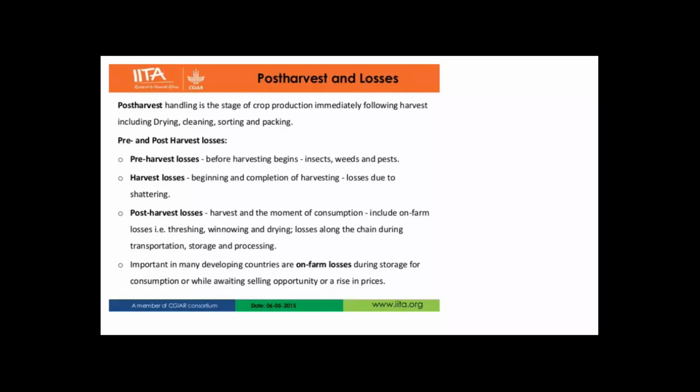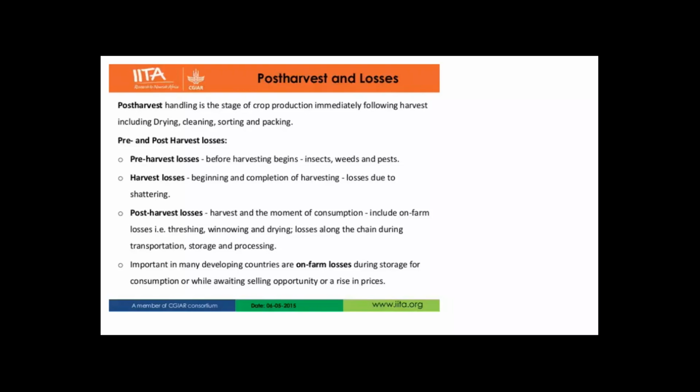So we have pre-harvest losses, which occur before harvesting begins, with insects, weeds, and pests. Then your harvest losses, beginning and completion of harvesting. While you're harvesting the crop, you might get losses. Then you have post-harvest losses, the moment of consumption, including on-the-farm losses. So it's threshing, winnowing, drying, losses along the chain due to transportation, storage and processing.